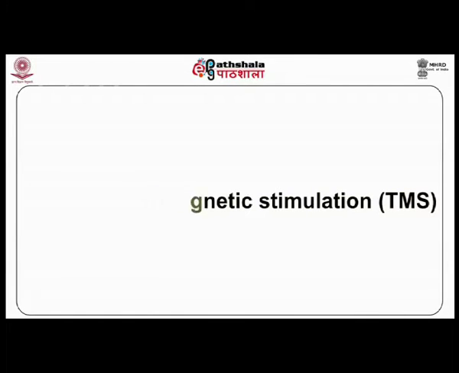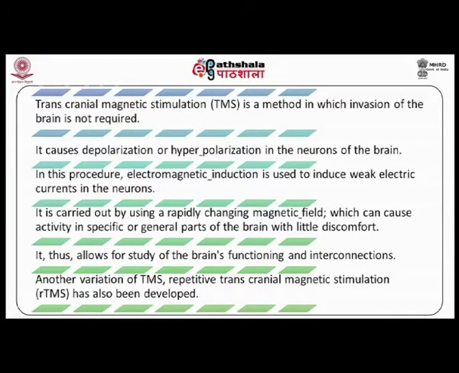Transcranial magnetic stimulation (TMS). Transcranial magnetic stimulation is a method in which invasion of the brain is not required. It causes depolarization or hyperpolarization in the neurons of the brain. In this procedure, electromagnetic induction is used to induce weak electric currents in the neurons. It is carried out by using a rapidly changing magnetic field which can cause activity in specific or general parts of the brain with little discomfort. This allows for study of the brain's functioning and interconnections.